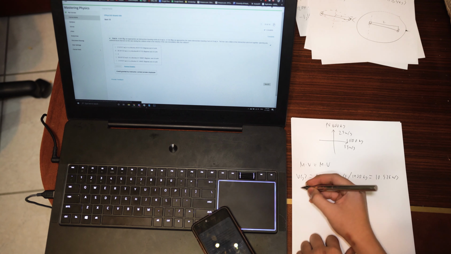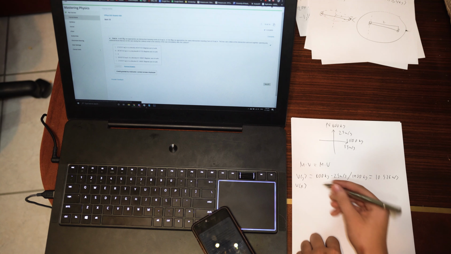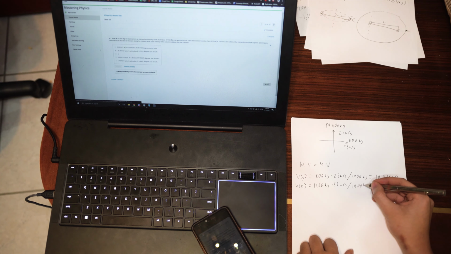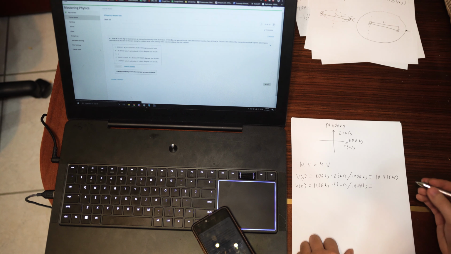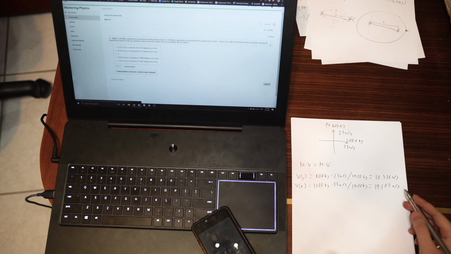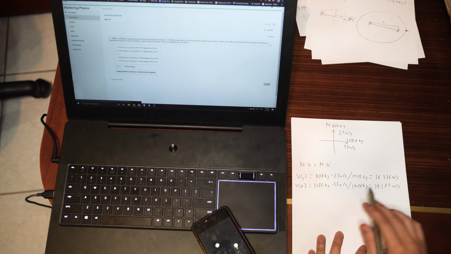I'm going to do the same thing for the x-axis. So my velocity in the x-axis, that's the car going this way. Well, the mass of that car is 1100 kilograms. The velocity of it is 33 meters a second. I divide that by the mass of both cars, which is 1900 kilograms. And that gets me a velocity in the x direction of 19.105 meters per second. Now, this is just velocities in each direction.